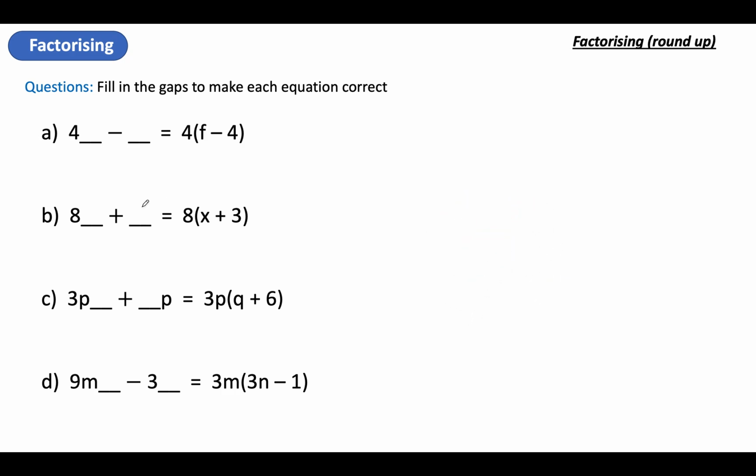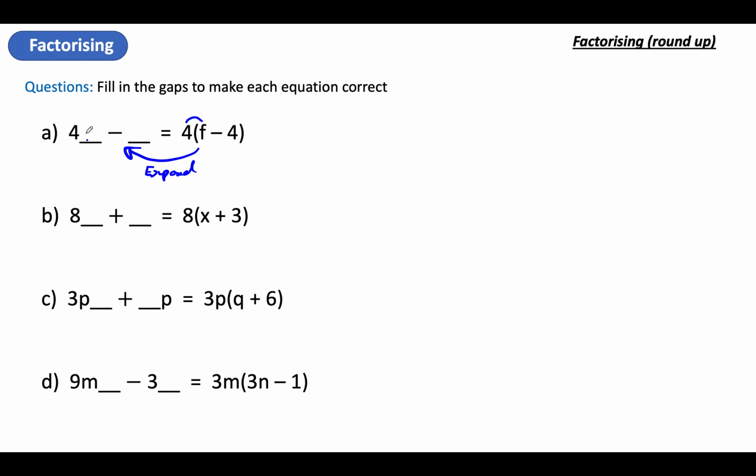Okay, we've unpaused then. So let's see. This is an expression that when we factorise it, we get 4f minus 4. Now remember that I could go the other way because they're the inverse of each other. I could expand that bracket to get the expression. So 4 times by everything in the bracket.